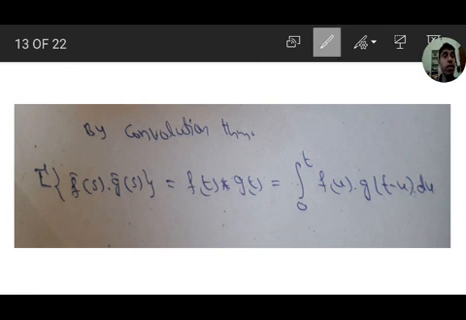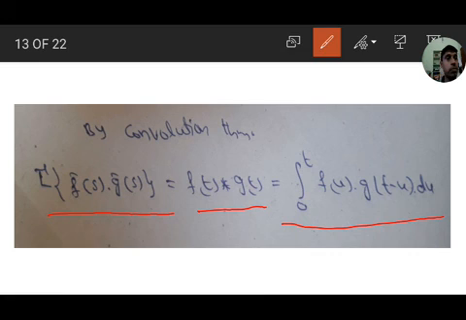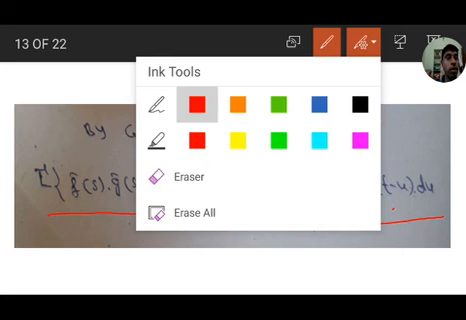Then by using convolution theorem. What is the convolution theorem? Let L inverse of f bar s into g bar s equal to f of t star g of t, that is integration 0 to t f of u into g of t minus u du. Substitute f of u value and g of t minus u value and simplify, then integrate and substitute the limit, we get the answer.